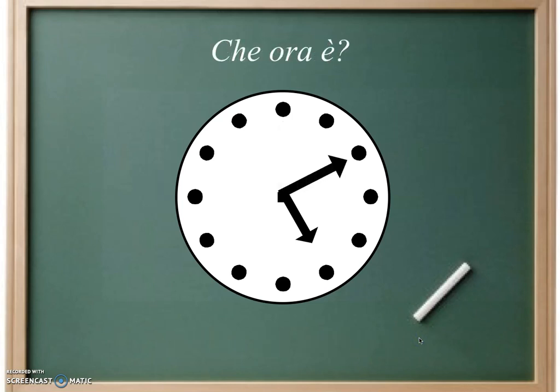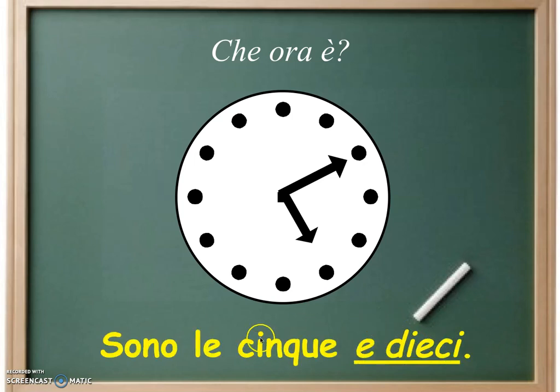The next one. Sono le 5:10. Remember, we learned before that you just put the hour and then the word and then the minutes. So in this case, this is 5 minutes. Now this brings us to 10 minutes. Sono le 5:10. It is 5 and 10, or it is 5:10.